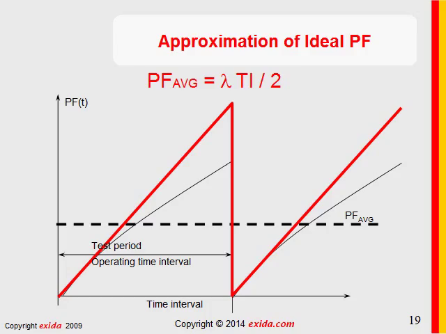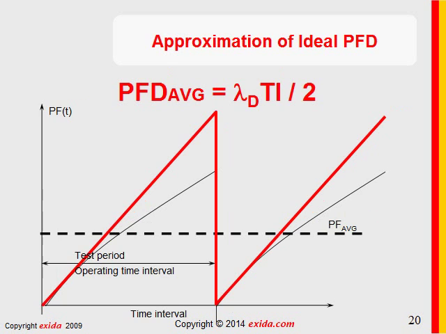triangle. I kind of remember something about this from high school geometry. And I'm not going to go through the derivation of the math right now. You can look that up in the book. But there is an equation for approximate PF average: lambda, the failure rate, times a test interval, divided by 2. Now, all we have to do to convert that to dangerous PFD is only look at the dangerous failure rate, not the total failure rate.